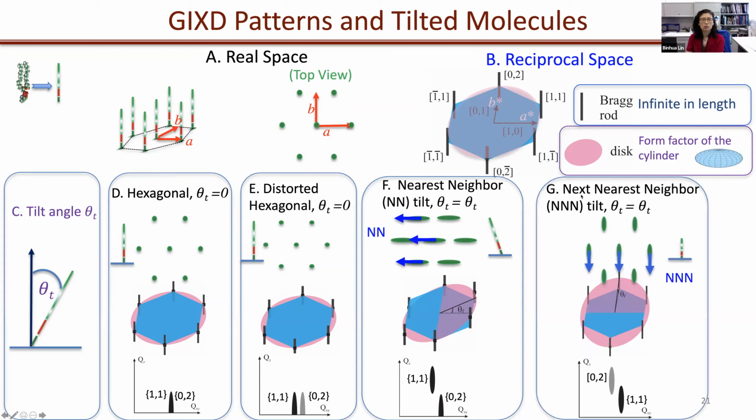Now we get to the tilt along the next nearest neighbor, along this axis. This tilt goes along this axis. So this is the blue, and this pink's going like this.